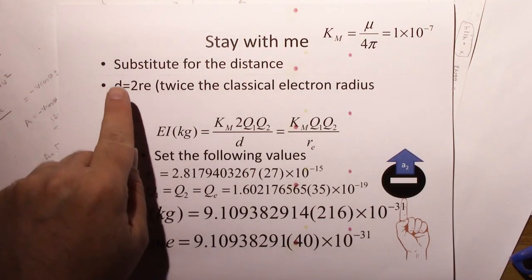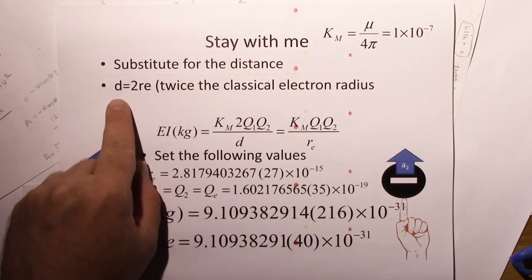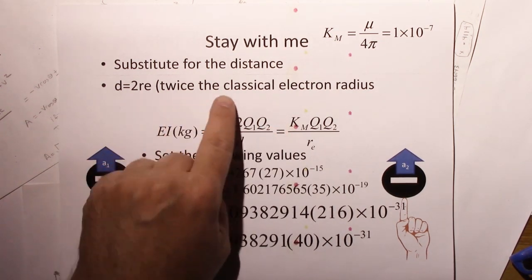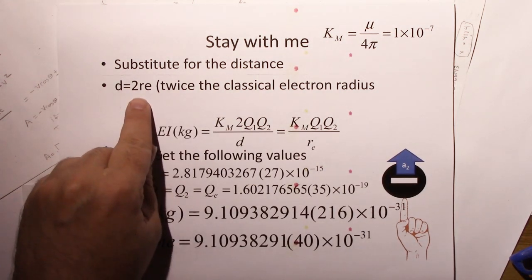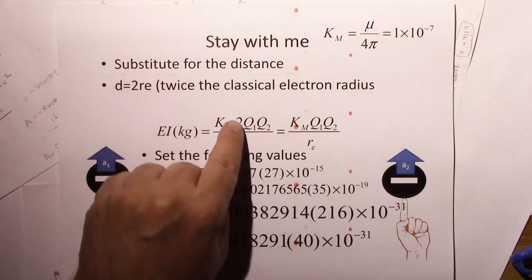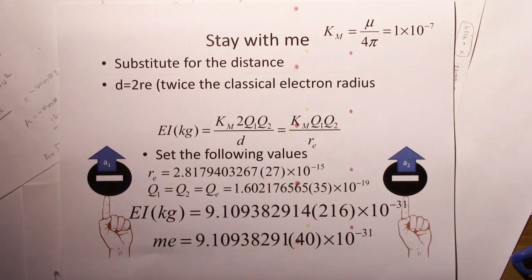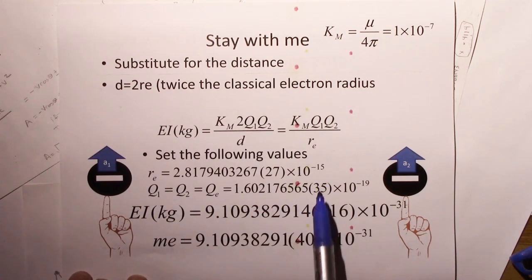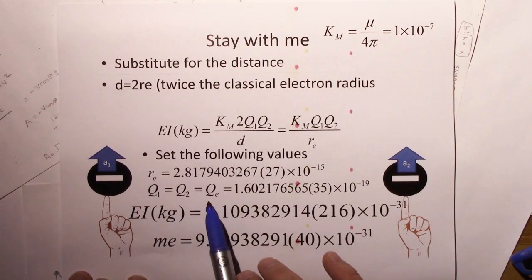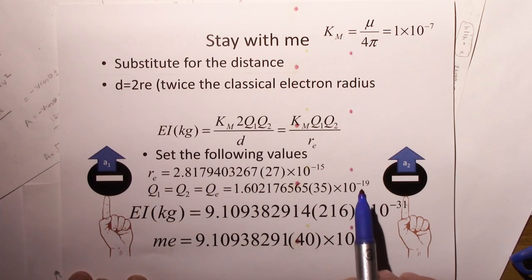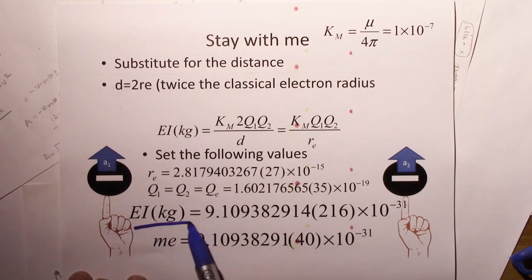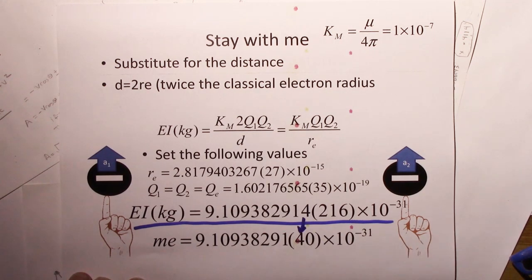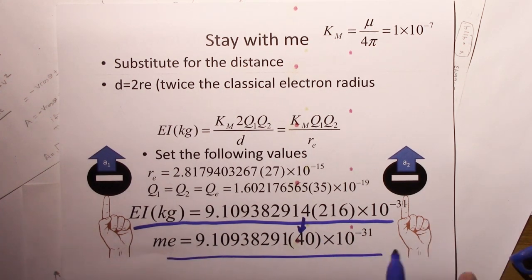Okay, let's substitute for the distance d equals 2Re, twice the classical electron radius. So we're going to substitute 2Re into here for d, and the 2's drop out, and you have Km Q1 Q2 over Re. Now set in the following distance. Set Re to the classical electron radius. Set Q1 and Q2 to the charge of an electron, which is this. Okay, and then when you crank through the numbers, what do you get? You get the mass of an electron to one more degree of precision than is published on the internet, at least at the time I looked at this. I haven't looked at it recently. I did all this number crunching; this is in the foundation series.